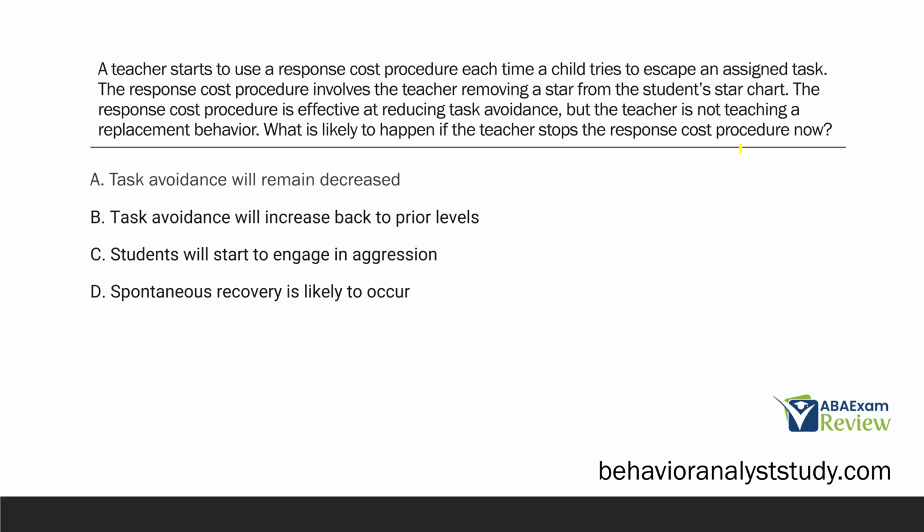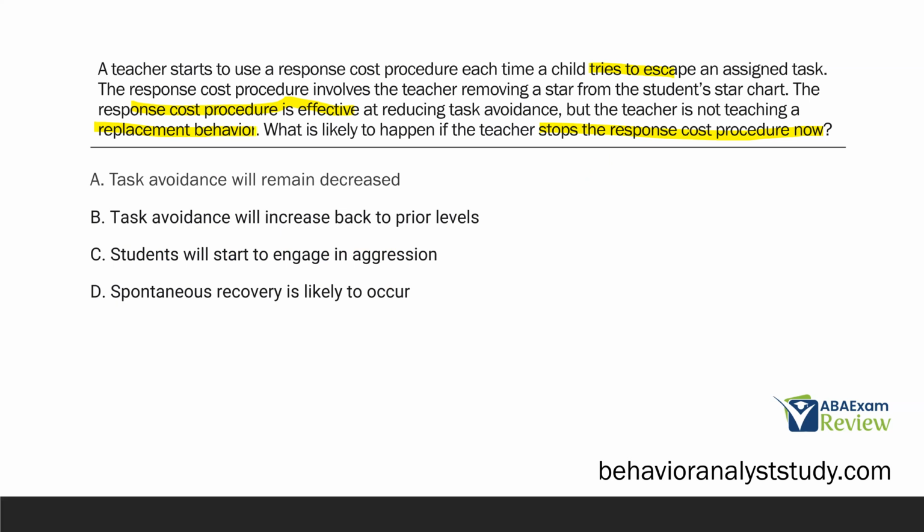All right, a couple things to consider here. First, what is the question asking about? It's asking about stopping the response cost procedure. So we know the teacher is using the response cost procedure when the child tries to escape. However, even though the response cost is effective, the teacher is not teaching a replacement. So let's start with the response cost. Response cost, by definition, is a negative punishment procedure. We're removing an earned reinforcer. So by definition, response cost is a negative punishment procedure.